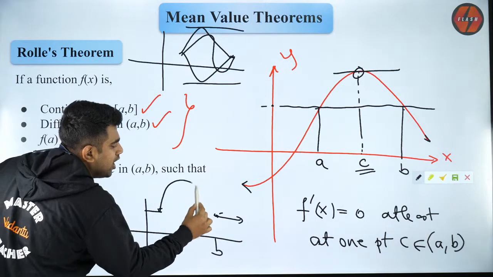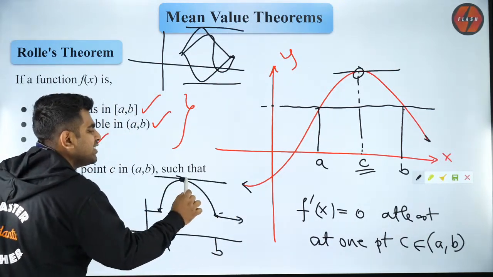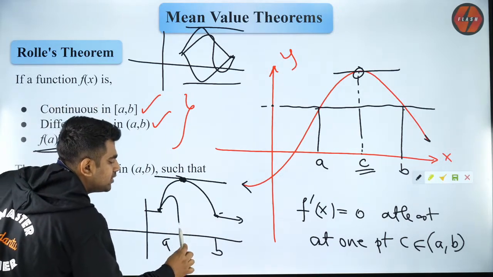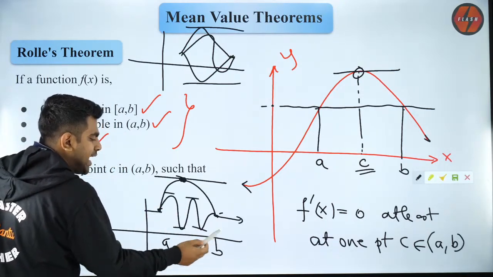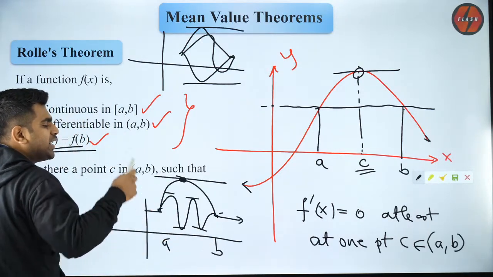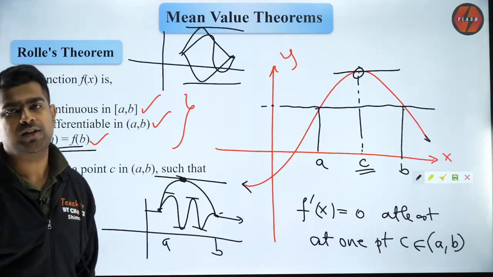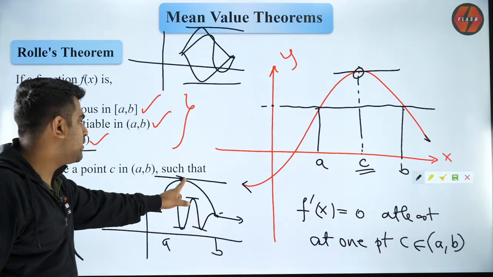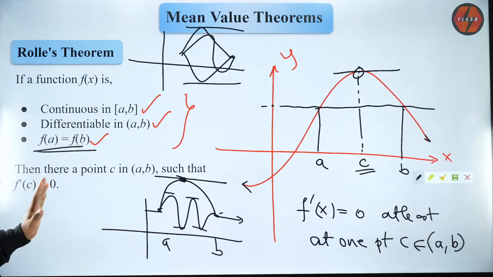So if I draw a curve like that, surely there will be one point where my slope of tangent is 0. Let me try something else. Let me try like this. So here there is more than one point, so there also it is satisfied. You can try whatever possibility you have. You still will have one point at least where your derivative is 0 between a and b. Did you guys understand that?